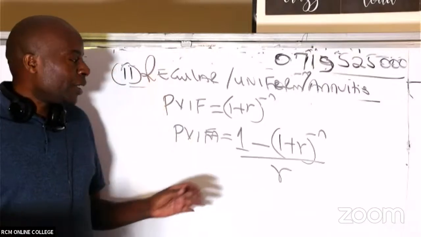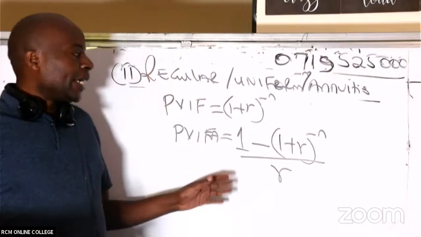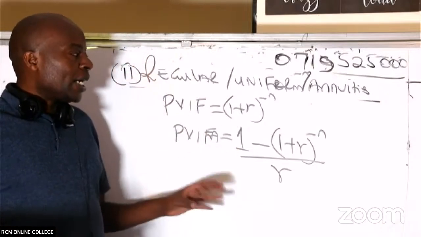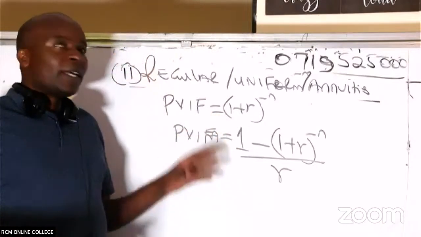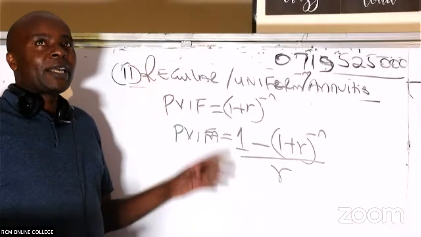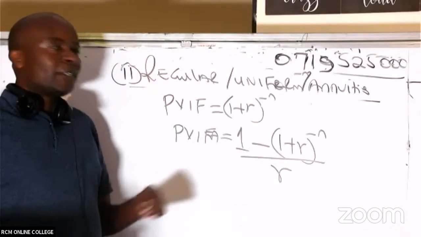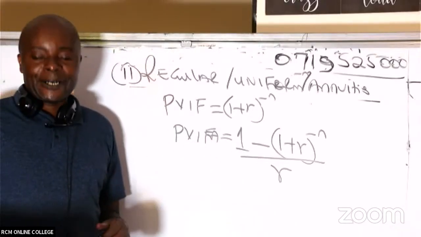To get PVFA, we normally take 1 minus, into brackets, 1 plus R raised to negative N, everything divided by R.